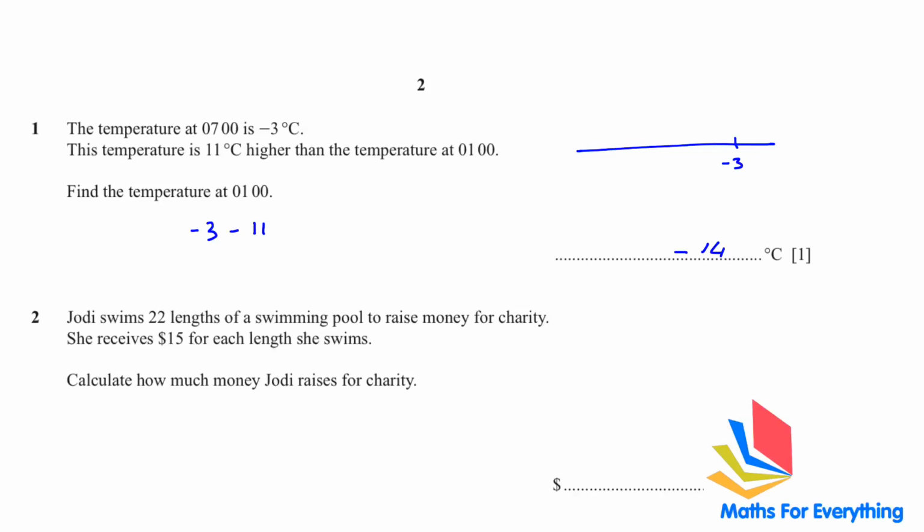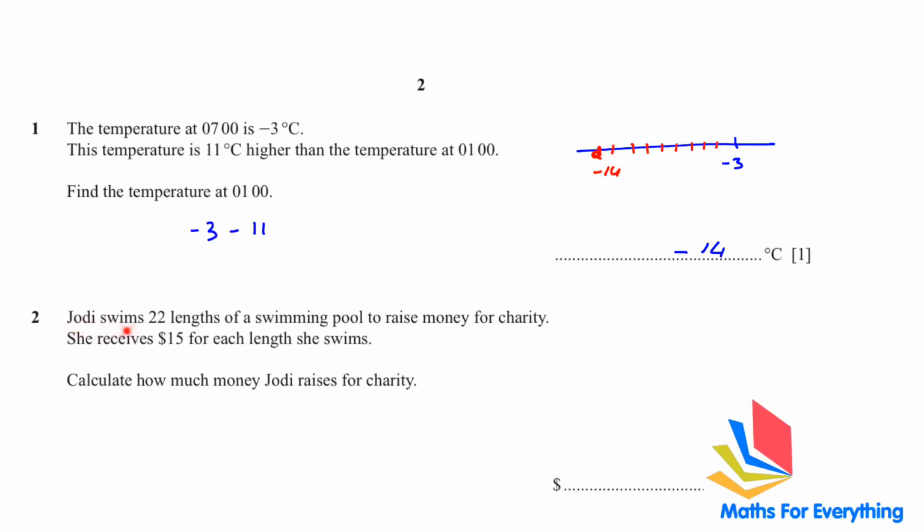Suppose this is -3 and this is higher than the temperature at 0100 by 11 degrees centigrade. So the temperature at 0100 was lower. Lower means you move to the left by 11. So -4, -5, -6, and so on; -11 will give you -14. You can get your answer that way also.